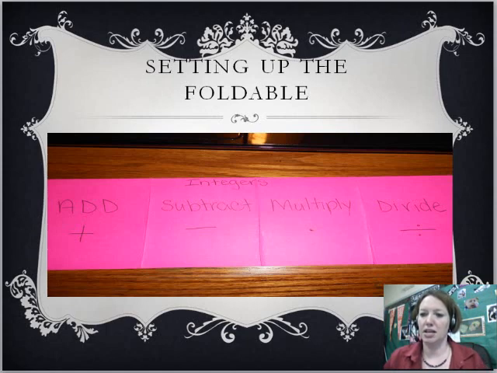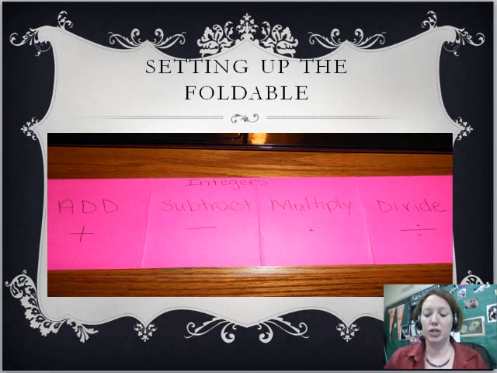Across the fold at the top, write the word integers. Then take a pair of scissors and cut just the top page so you have 4 flaps. On the first flap, write the word add with a plus sign. On the second flap, write the word subtract with a minus sign.